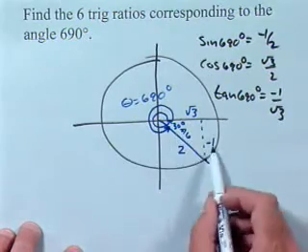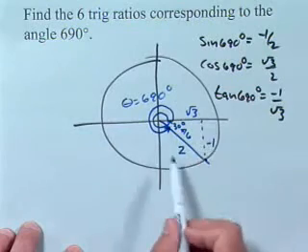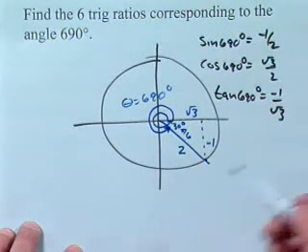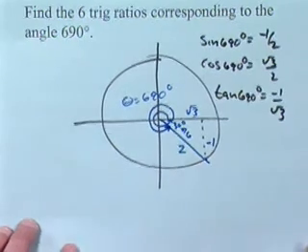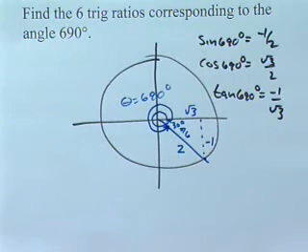Get your points, and make sure that you get the signs correctly. And once you draw your little right triangle, just know your trig ratios. Sine is opposite over hypotenuse, etc. So practice this. I'll give you plenty of homework exercises to try.